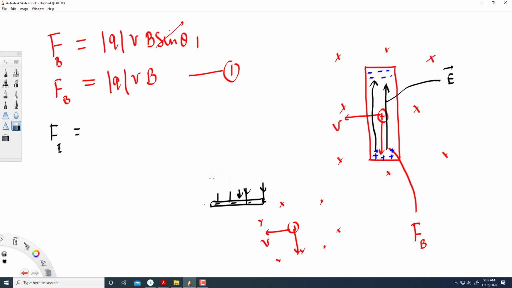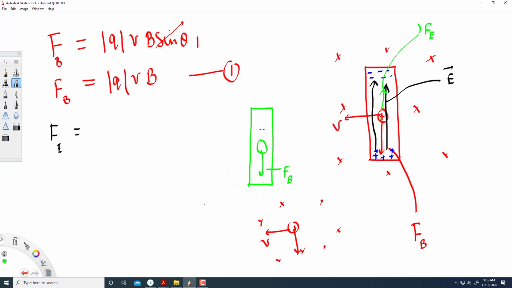Let me erase that. So in our conductor, which way will the force on the positive due to the electric field be? Up, right? That will be up, because this is pushed away by these positive charges and pulled by these negative charges. So we'll have Fe in the upward direction. So we have two forces. Let me just write the forces. One is down due to the magnetic force, and there is an up force due to the electric field, Fb and Fe.